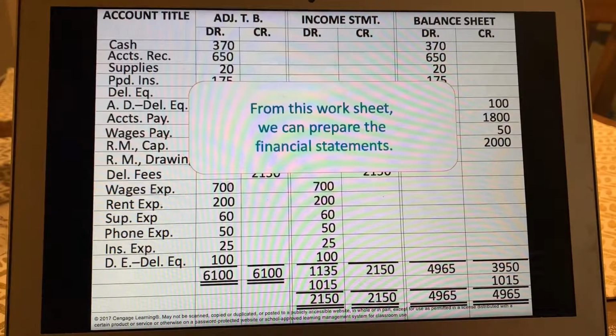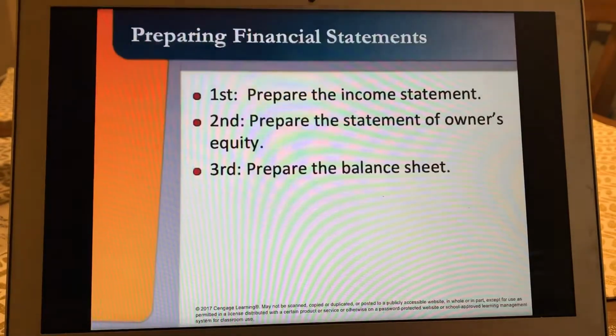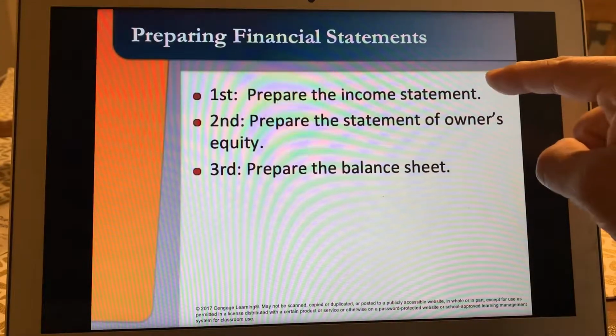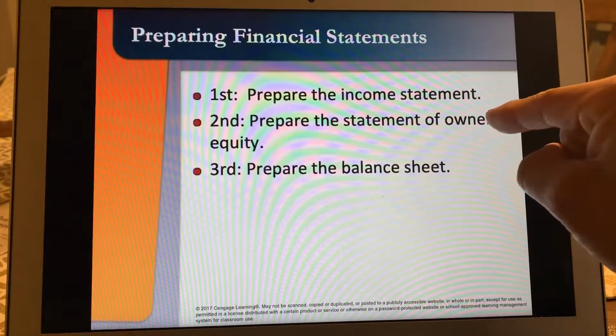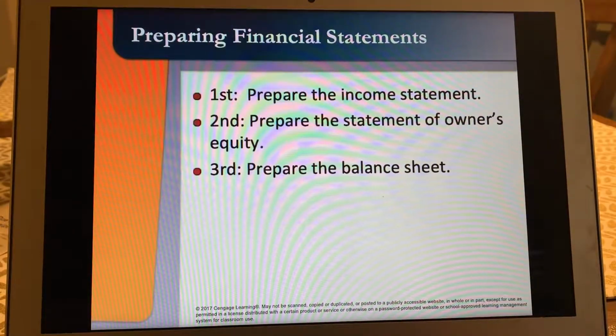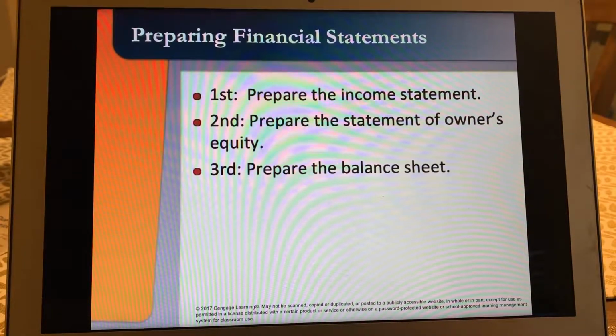In previous videos we looked at the accounting worksheet that you see in the background. From this worksheet we can prepare the financial statements. First, prepare the income statement. Second, prepare the statement of owner's equity. Third, prepare the balance sheet. Keep in mind it all starts with the income statement, then it closes to owner's equity, then it closes to the balance sheet. It goes in that order, and accounting is about a cycle and a process. So if you like those processes and cycles, this is a perfect career for you.